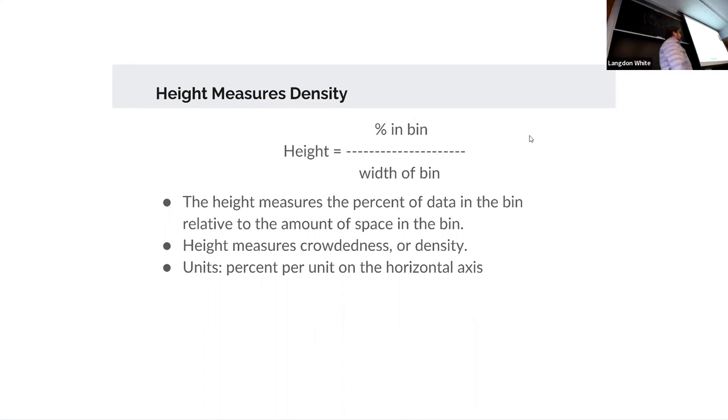So we draw it out like this just to make it a little clearer. When we're doing this in Python or whatever, we always use just a slash for the division. But the idea here is that the percent in the bin is divided by the width of the bin, and that'll give you the height.